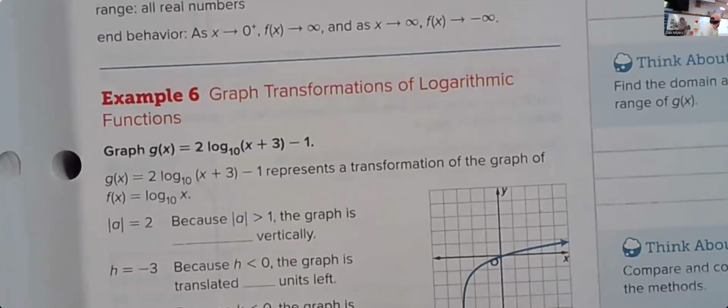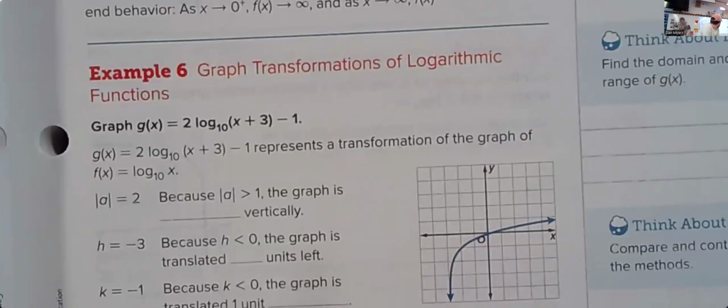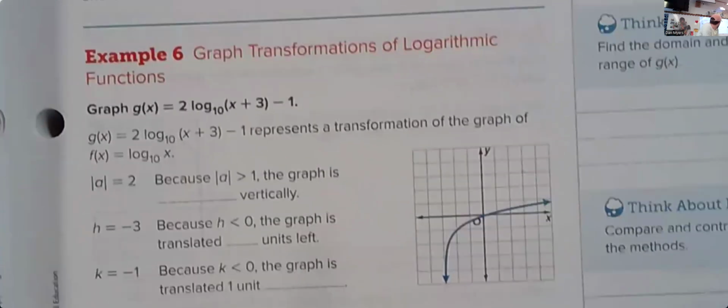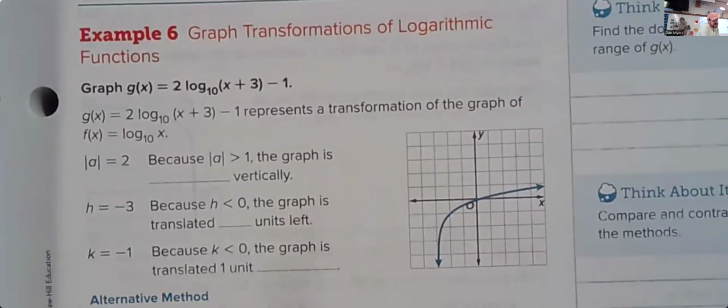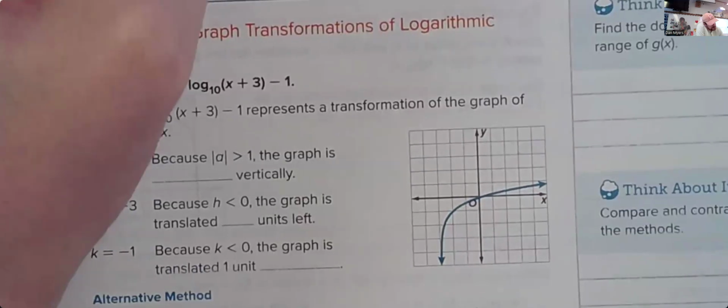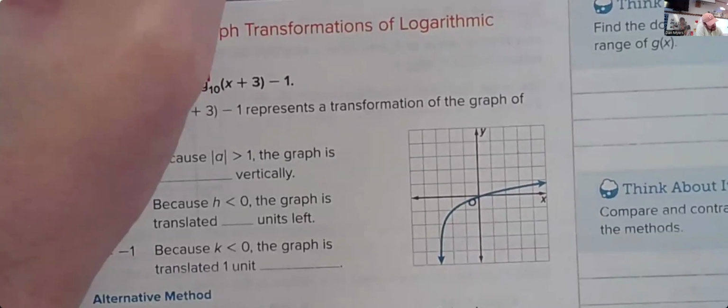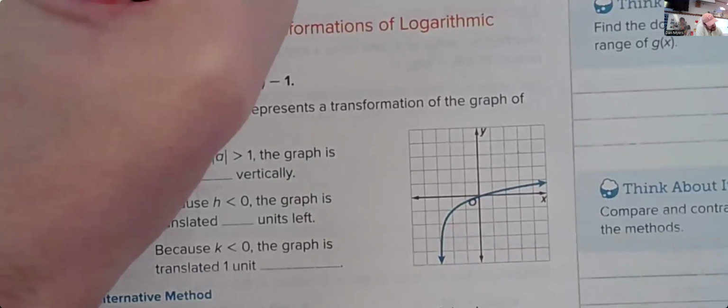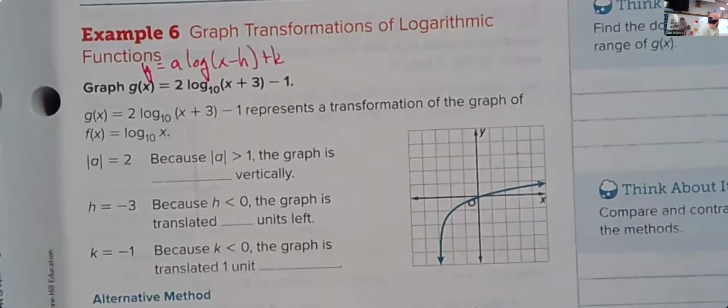So transformations here: 2 log base 10 of (x plus 3) minus 1. So here we go. Lots of transformations happening. Something that I do sometimes is just write out that basic form. Like that. Makes it a little bit easier to see what the variables are, because you can just do a one-to-one comparison.